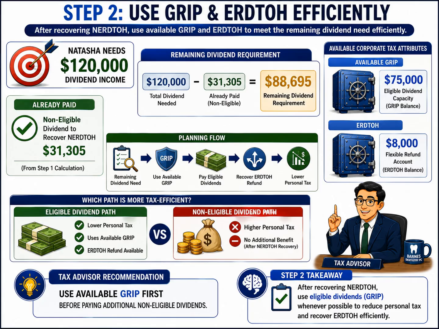In the previous slide, we completed the first priority of the dividend planning process. We determined that Barnes Dentistry must pay $31,305 of non-eligible dividends to recover the entire $12,000 NERDTOH balance. Now it's time for step 2. We need to decide how to satisfy the rest of NERDTOH's dividend requirement in the most tax-efficient way possible.